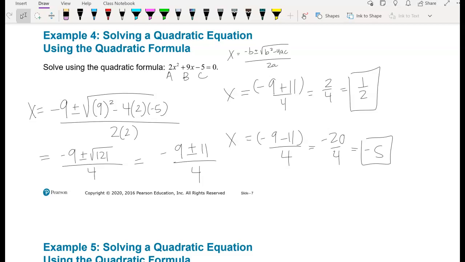But it's nice for the ones when it's a value bigger than 1, because then you don't have to worry about, oh, what number do I need to divide out, or what GCF do I have to have? The quadratic formula will get rid of all of that and just give you your solutions. So it's nice that way.